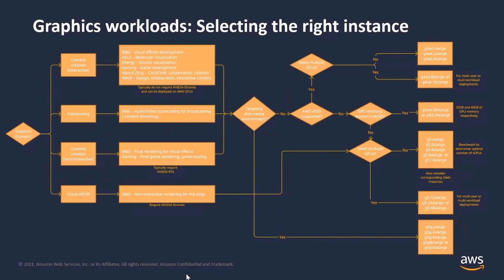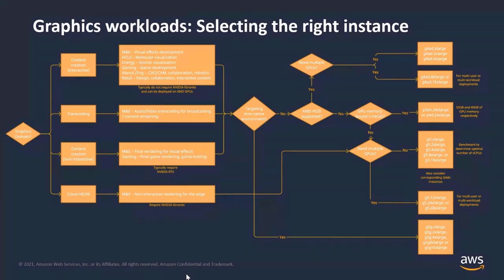We've created a workflow here that allows customers to take a look at how to decide which instance type across our G families would suit best for their various types of workloads. We won't necessarily go through each step of the workflow, but some of the key branch points are the type of graphics rendering workloads that you want to start with. For example, is it a cloud AR/VR use case, transcoding, or content creation?